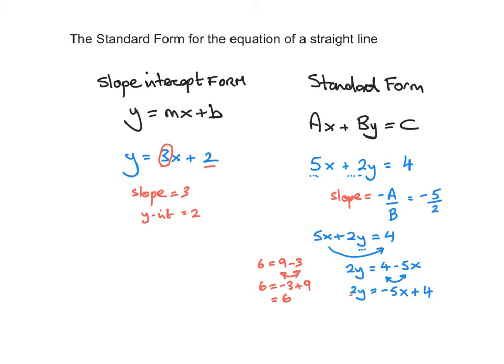Now we're going to divide by 2. So we get y equals negative 5 over 2 x, and then 4 divided by 2 is 2. And the slope is the number in front of x, so slope equals negative 5 over 2, which we knew already. The problem with standard form is that you can't easily find out the y-intercept just by looking at it. You can do it by calculation, but not by looking at it.